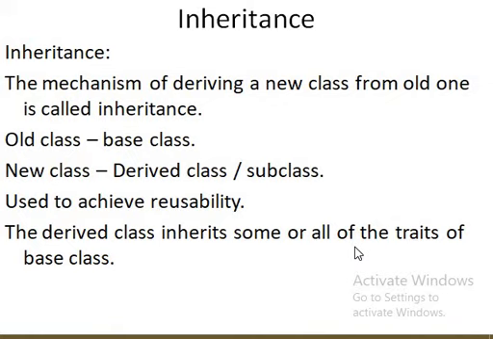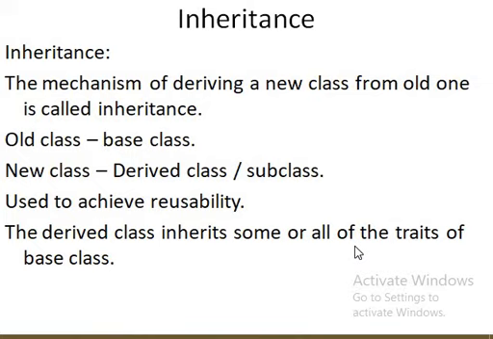What is meant by inheritance? Inheritance is the mechanism of deriving a new class from an old one. The old class is known as the base class, and the new class is known as the subclass. What is the use of inheritance? Inheritance is used to reuse the base class's components or members. So, the main aim of inheritance is to achieve reusability.